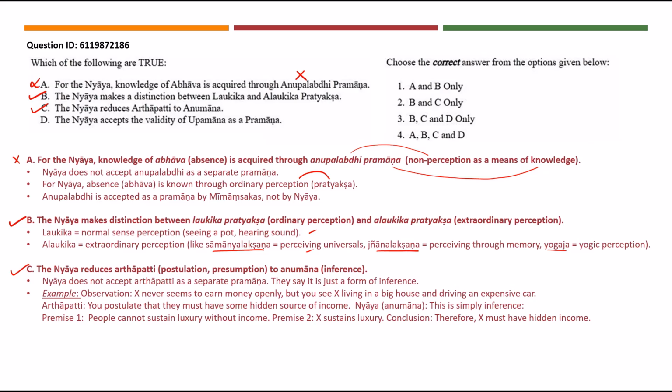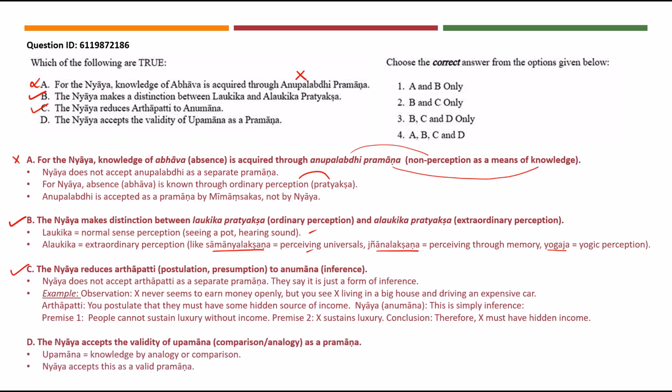What about D? The Nyaya accepts the validity of Upamana as a Pramana. We have already come across the Nyaya school of philosophy where Upamana is a part of it. So definitely Nyaya accepts the validity of Upamana. What is Upamana? Upamana means knowledge by analogy or comparison. Nyaya accepts this as a valid pramana. So the statement is perfectly true. Option number 3, B, C and D only, will be the right answer. For this particular question, only A is false.